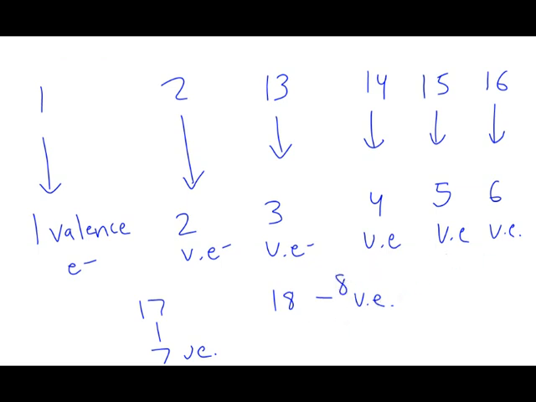So, what does this mean? Let's start with lithium. Lithium is in group 1. Therefore, lithium has one valence electron. If we want to draw where the electrons are found, we first need to know how many outer electrons it has. It has one. We also need to know how many total electrons it has. Remember, lithium starts out as a neutral atom.